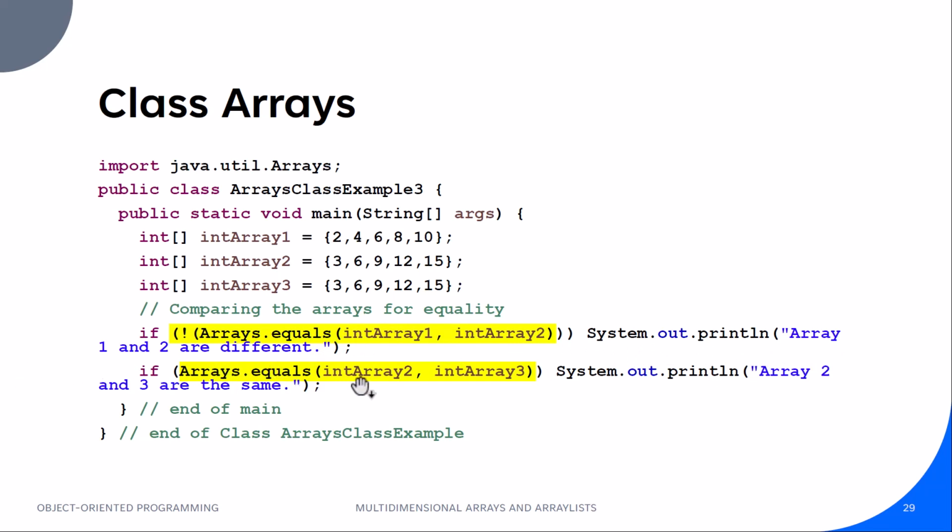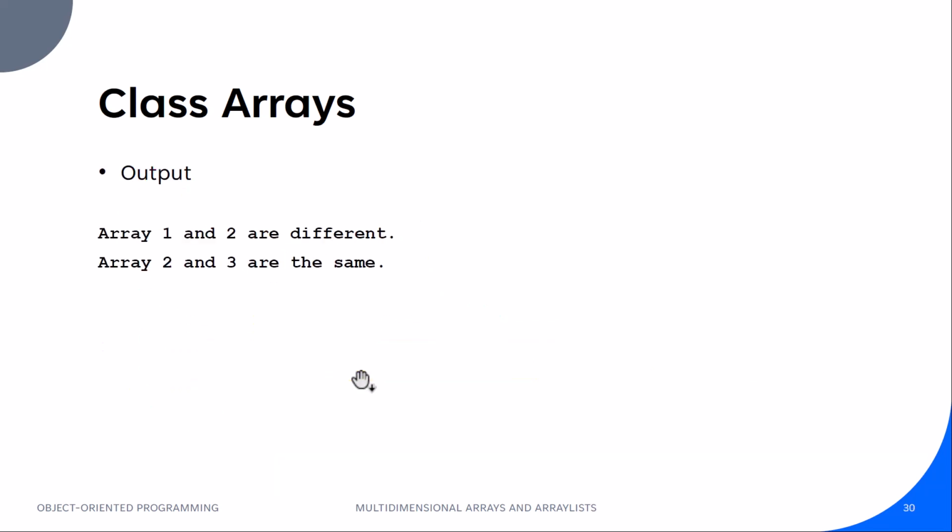And if these two arrays are equal to each other, then we are going to print out array 2 and array 3 are the same. When we check it, as we can see, array 1 and array 2 are different, while array 2 and array 3 are the same. And here is the output. Array 1 and 2 are different, and array 2 and 3 are the same.